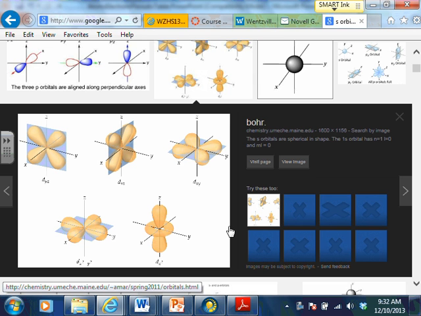Guess how many orientations there are for the f's? 7, right? Because there's 7 boxes there. And I don't even care if you know the shapes for the f's, but I wanted to show you the s, p's, and d's, okay?